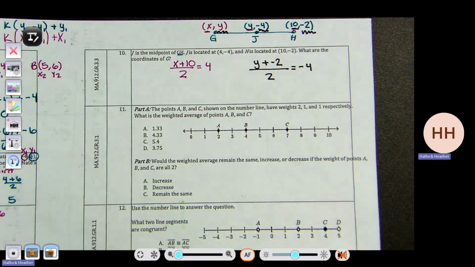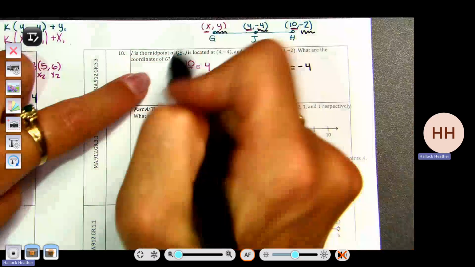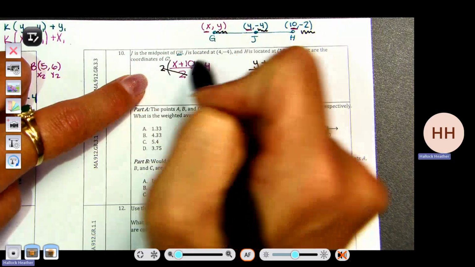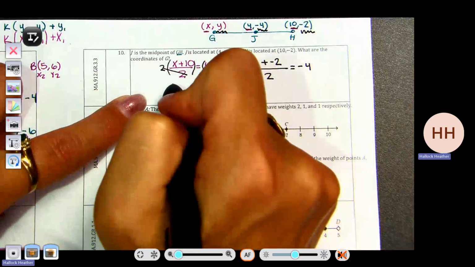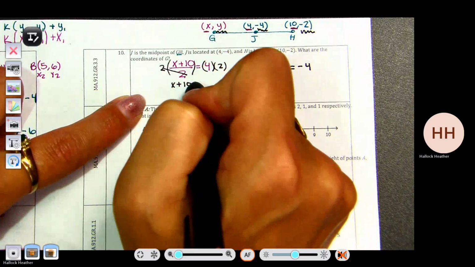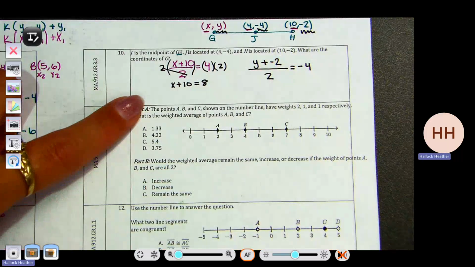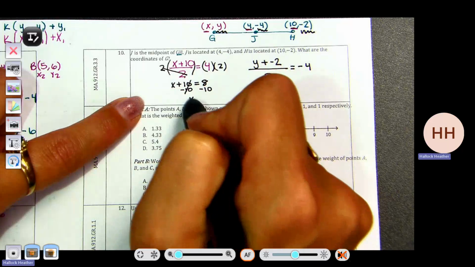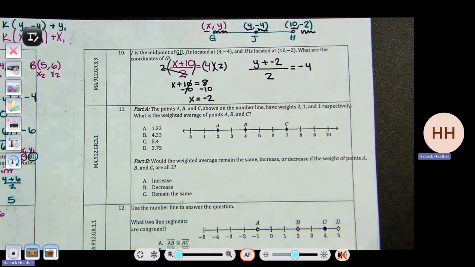So we need to solve these algebra equations. You cannot just plug this into Desmos. So to get rid of the 2, I'm going to multiply both sides by 2. So I multiplied by 2. Cross it out. Multiply this side by 2. So X plus 10 equals 4 times 2 is 8. Now I need to solve for X. So I'm minus 10 to both sides. So X equals -2. Over here, I do the same thing. I multiply both sides by 2.